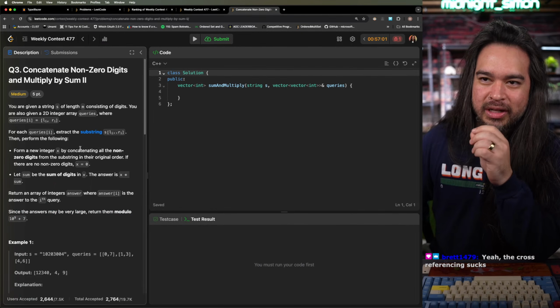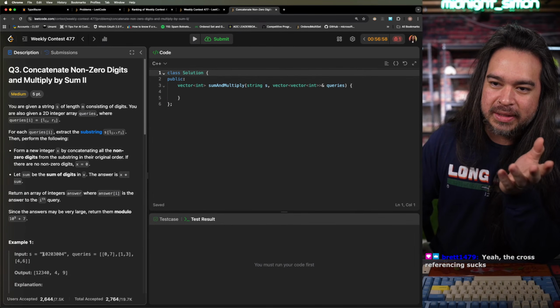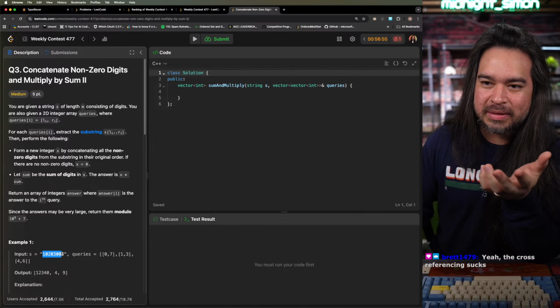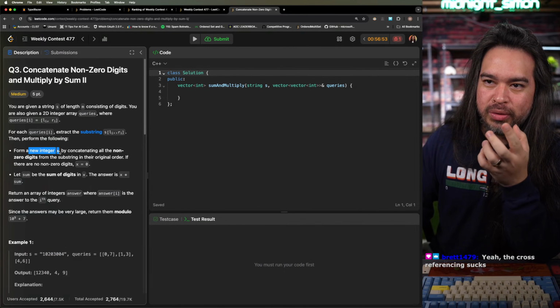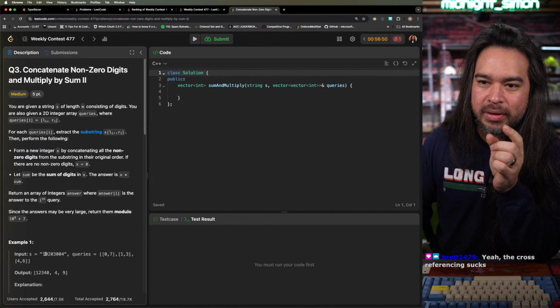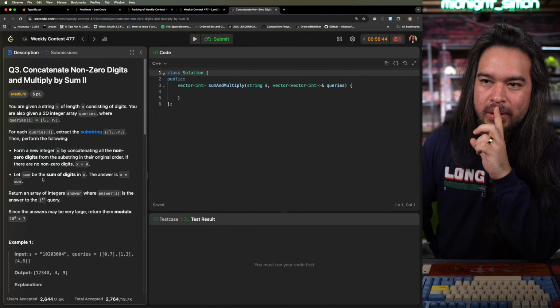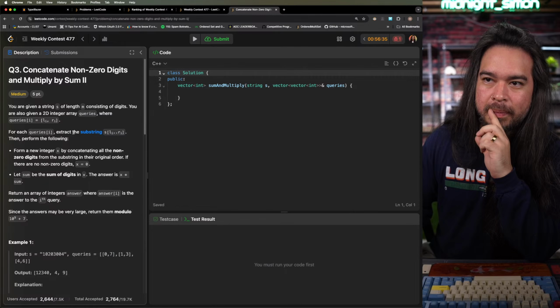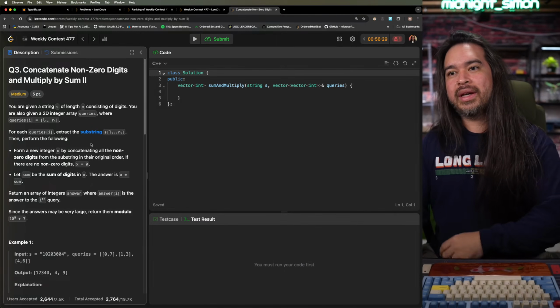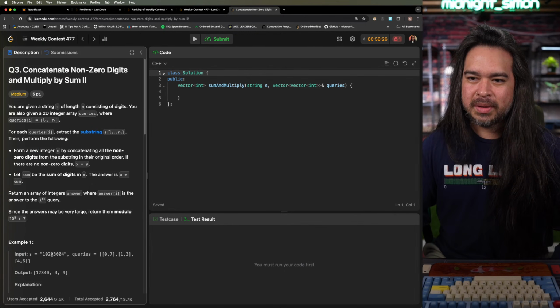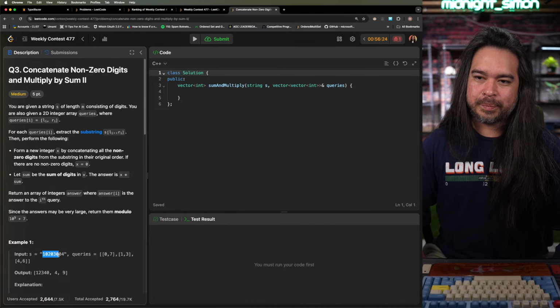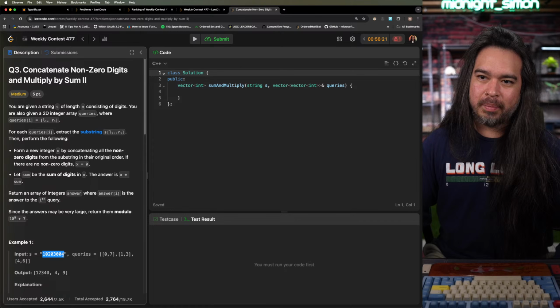I don't understand the problem, man. So I guess it's the same as Q1, but more intense. So they give us S, and we form the new integer x by just removing all the zeros. Yeah, and then now we sum the digits. And what's this query? Extract the substring, then perform the following. Oh, I see. Dang. Let me think about that.